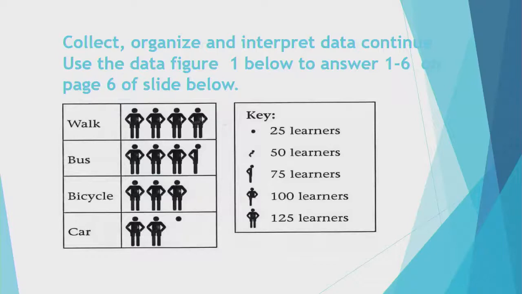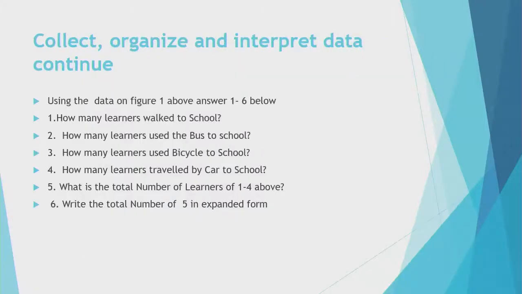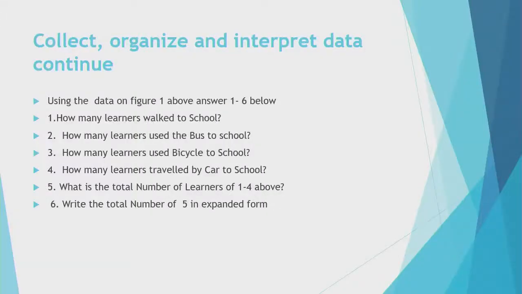Using the data in the figure below, you have the key telling you what it represents. A dot represents that. A whole person represents that. So now you have the key on the right-hand side to guide you to answer questions 1 to 6. Using data in figure 1 above, answer questions 1 to 6.